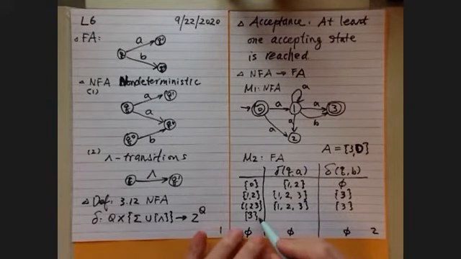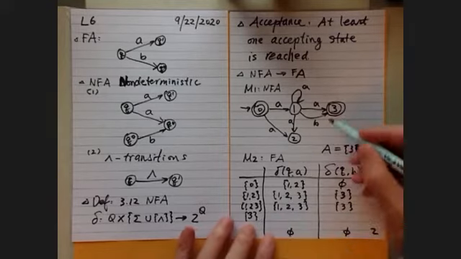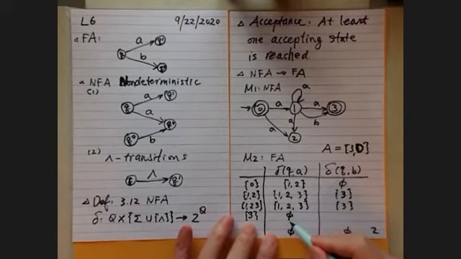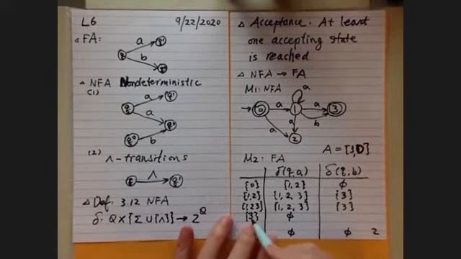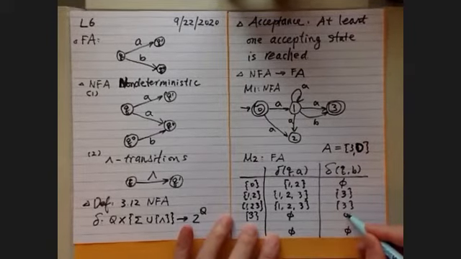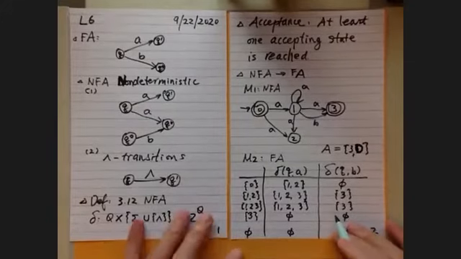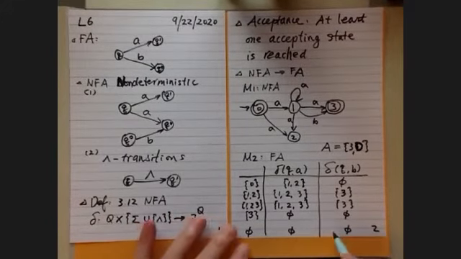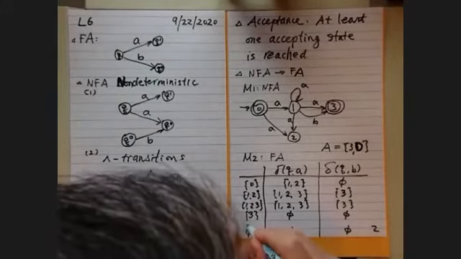So from 3 with A, you get nothing. 3 with B goes nowhere. So this one's already there. Normally you will have more states, all right?